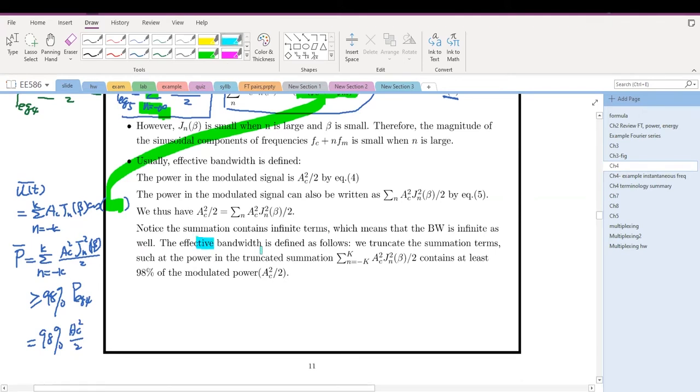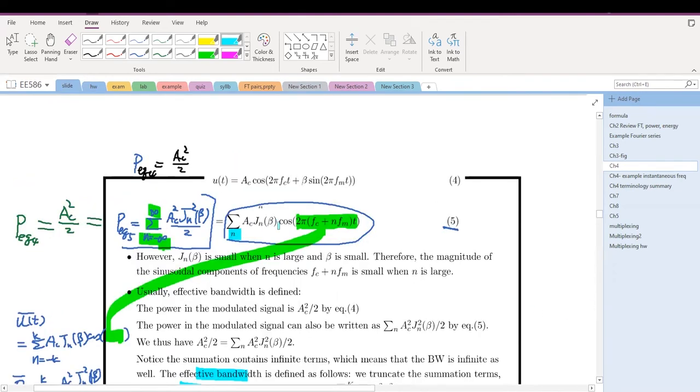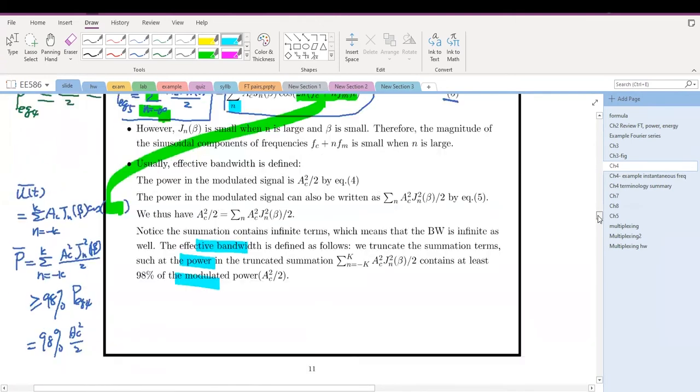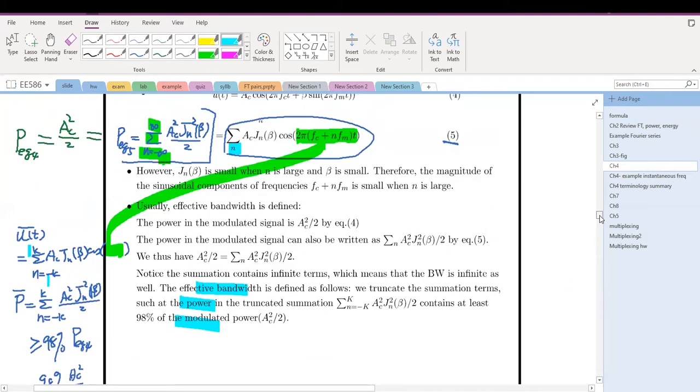I have written it here as well. Basically, that's what I explained here. Instead of an infinite number of cosine signals, we want to contain a limited number of cosine signals from minus k to k. In this case, how many cosine signals am I going to have? I'm going to have 2k plus 1 cosine signals in total. Now, in these 2k plus 1 cosine signals, what's the power?